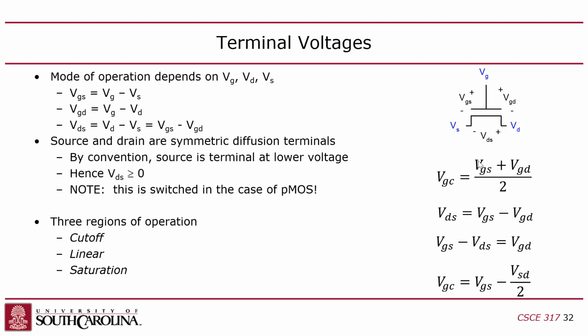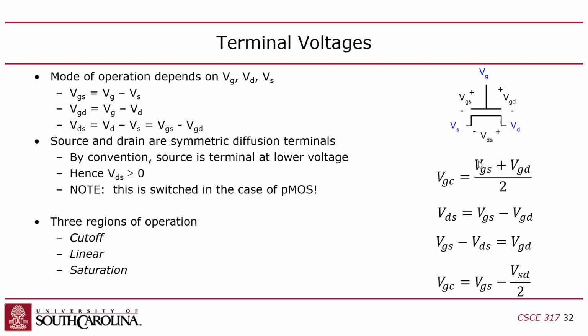The voltage of the gate relative to the drain is defined similarly. And by the way, the source and the drain are just the two diffusion areas, right? They're symmetric, so it doesn't really matter which one's the source and which one's the drain. But there is a convention that the source terminal is the one that's at the lower voltage. Why? I don't know why that convention is there.